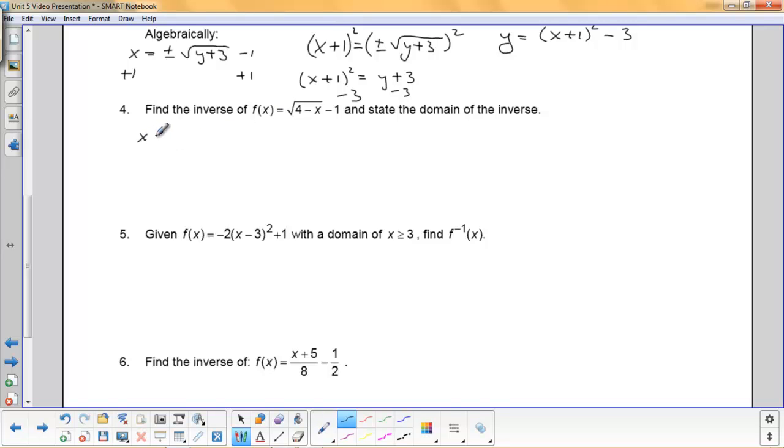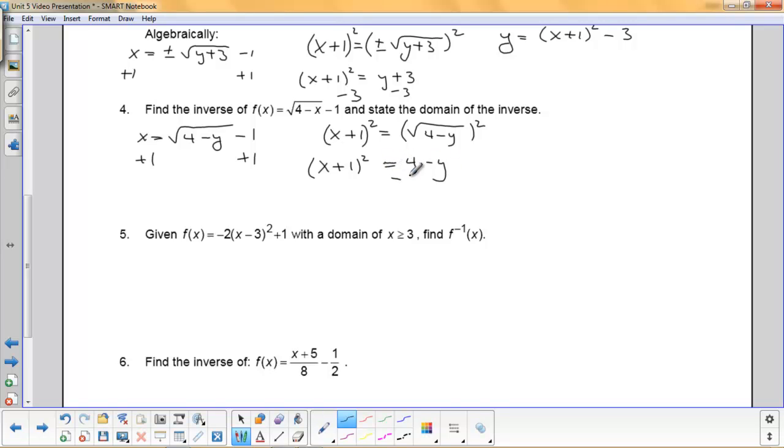So I'm going to go ahead and start with x equals the square root of 4 minus y minus 1. Add 1 to both sides, and I get x plus 1 equals square root of 4 minus y. Square both sides. X plus 1 quantity squared equals 4 minus y. Subtract 4 from both sides, and I get negative y, please don't forget that negative, equals x plus 1 quantity squared minus 4.